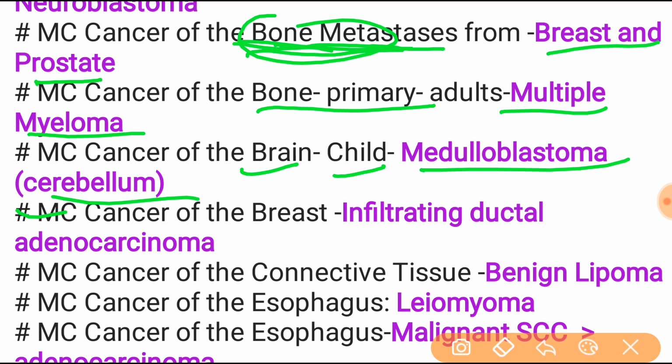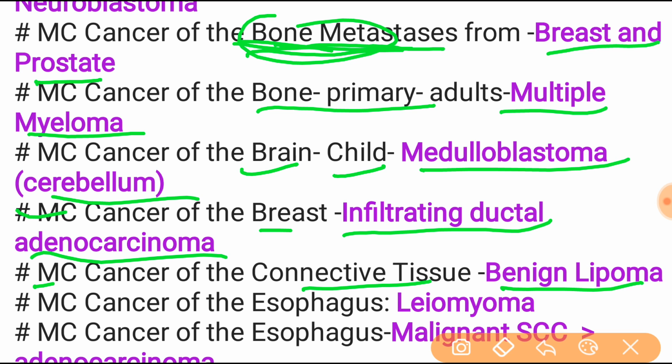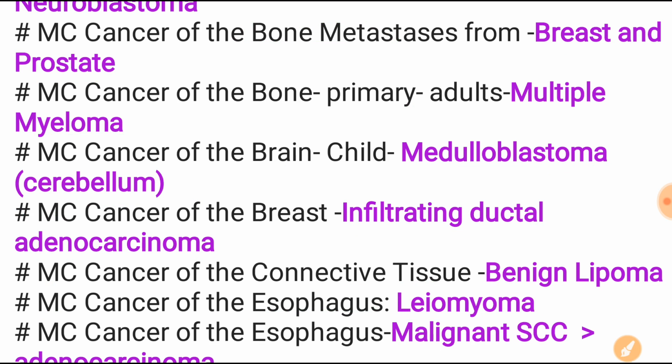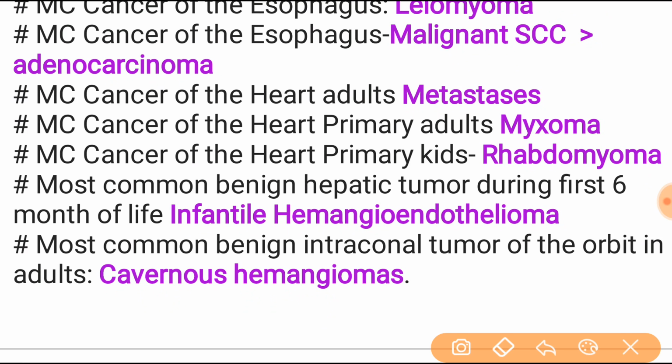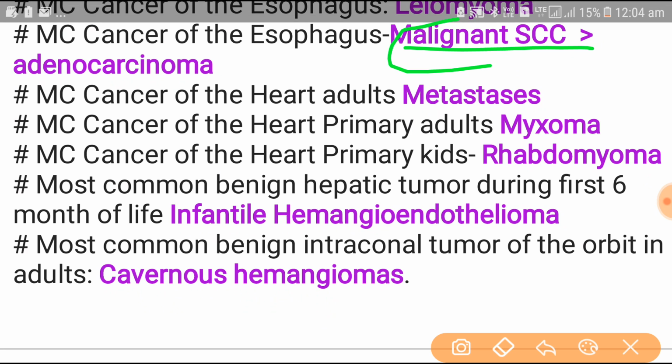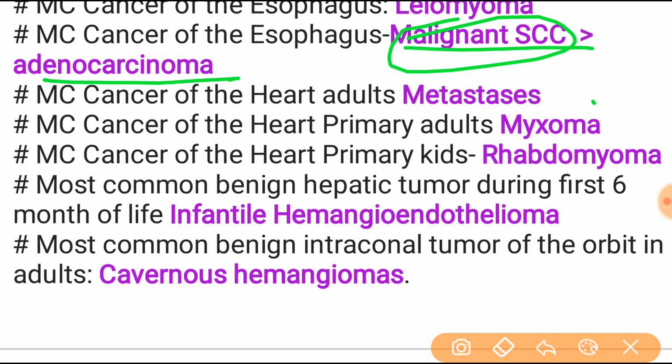The most common cancer of the breast is the infiltrating ductal adenocarcinoma. Most common cancer of the connective tissue is the benign lipoma, and most common benign tumor of the esophagus is the leiomyoma. And the most common cancer of the esophagus is the malignant squamous cell carcinoma. It will be more than adenocarcinoma. Most common cancer of the heart, adult, is metastasis.